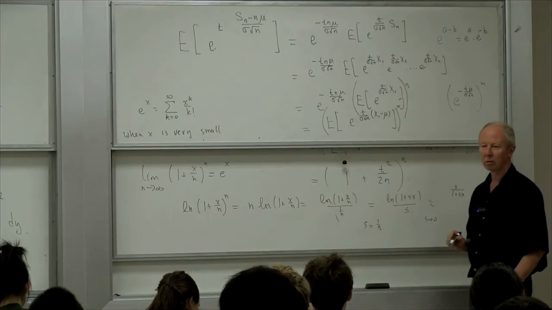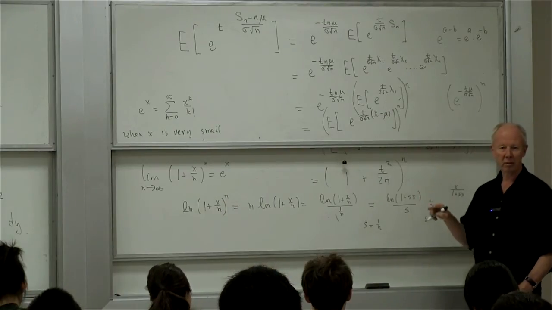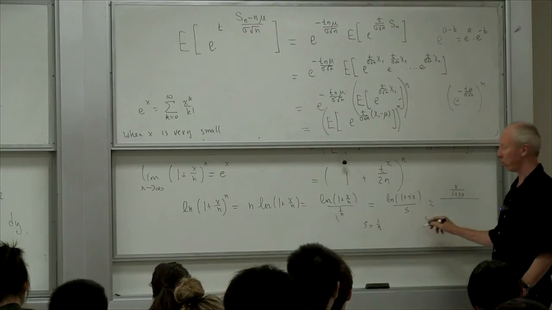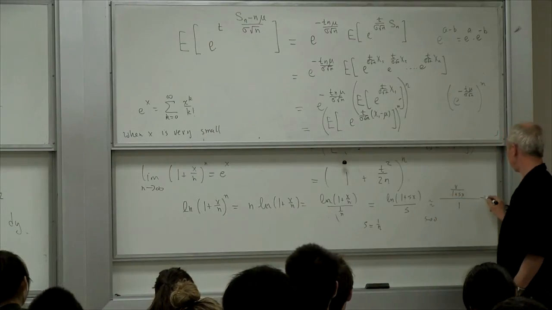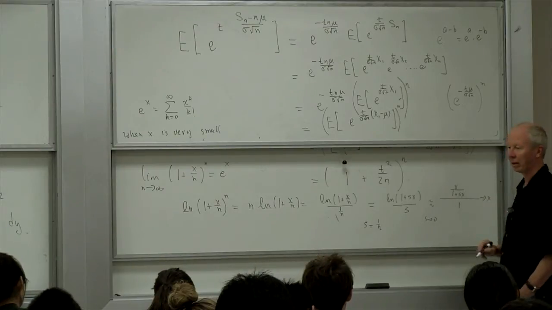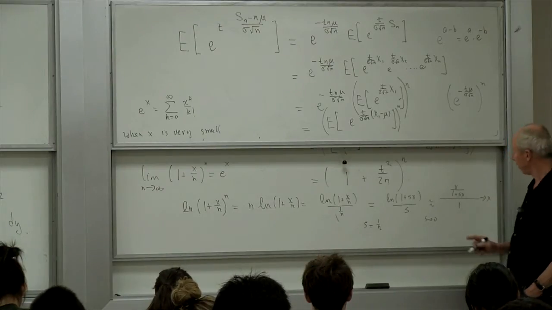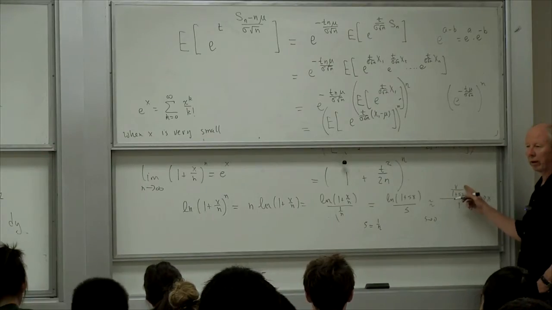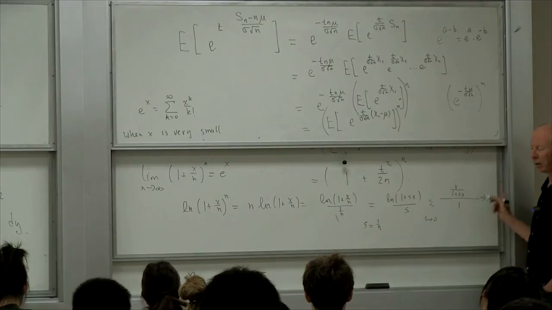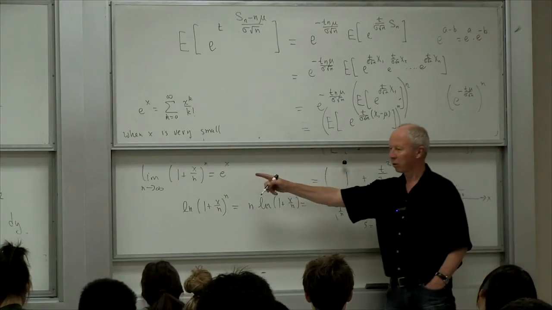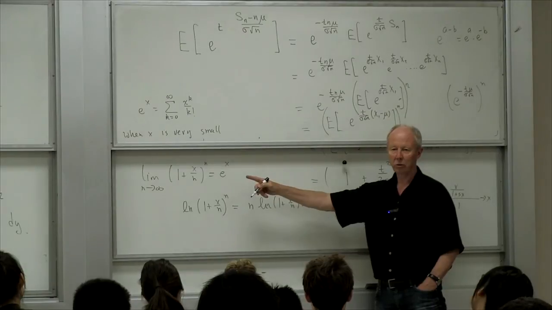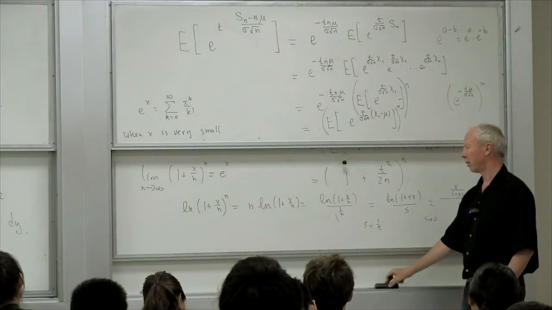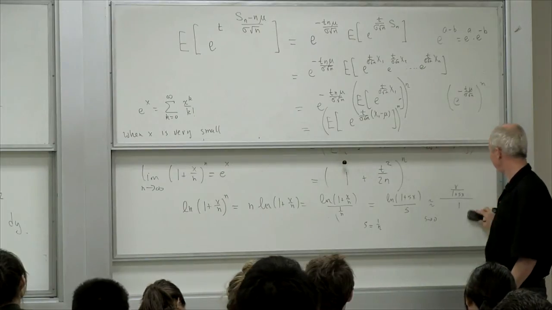How do you differentiate the logarithm? You get 1 over the thing inside times the derivative of the thing inside. And the derivative of this with respect to s is x. And as s goes to 0, that stays x. This goes to 1. So x divided by 1 is x. So the log of that thing goes to x, so that thing must go to e to the x. Okay. So always remember this limit.